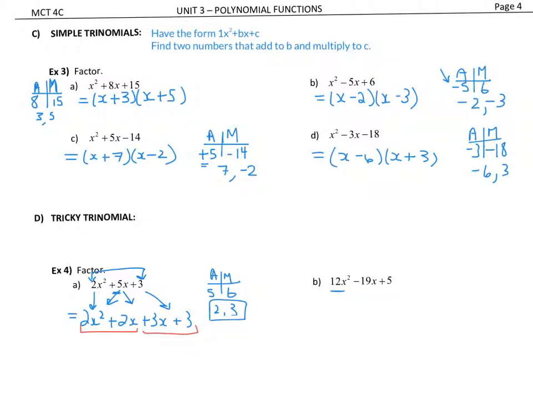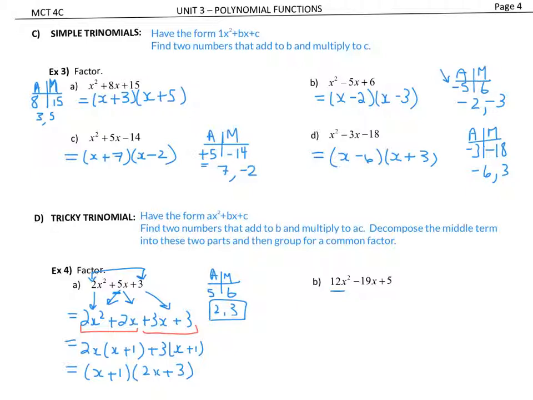So the first pair has a common 2x, so 2x is common. That leaves us with an x and a plus 1. And the second pair has a positive 3 in common. That leaves us with an x plus 1 when we divide it out. And now, like we had before, x plus 1 is common, the common bracket, and it leaves us with a factor of 2x plus 3. So these ones are trickier because we don't have a 1 in front of the x squared, and there's a little bit more work to it because we need to decompose them.